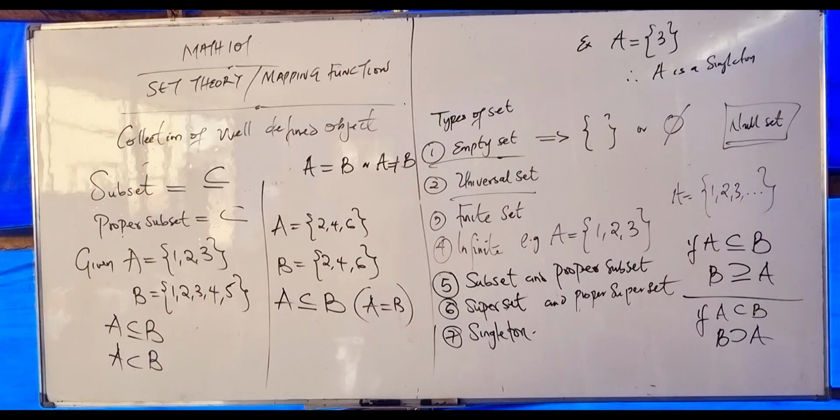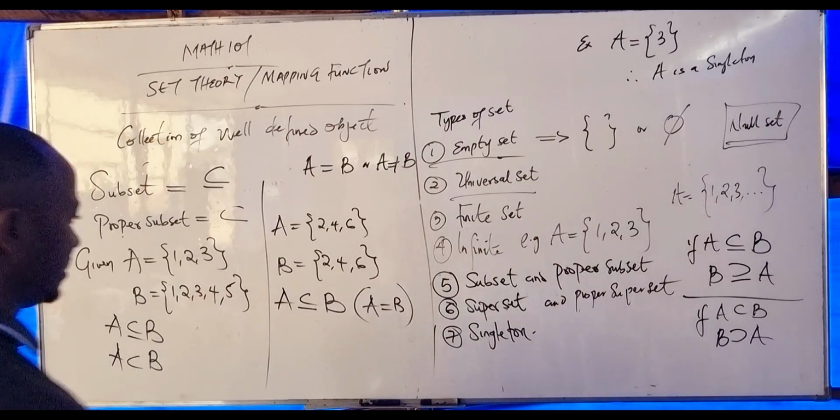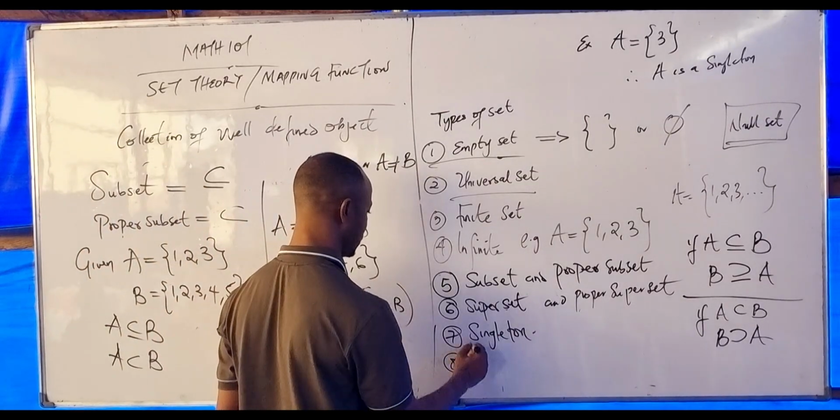The other one, let's look at disjoint sets, and that type of set. Number 8, disjoint.